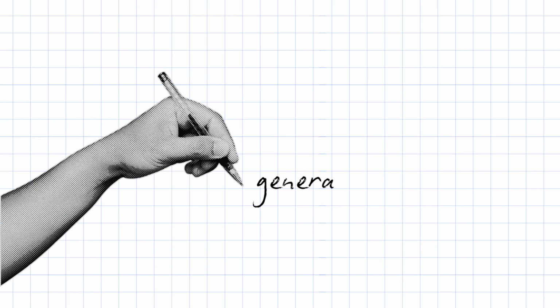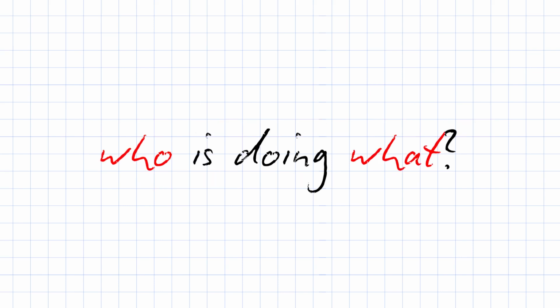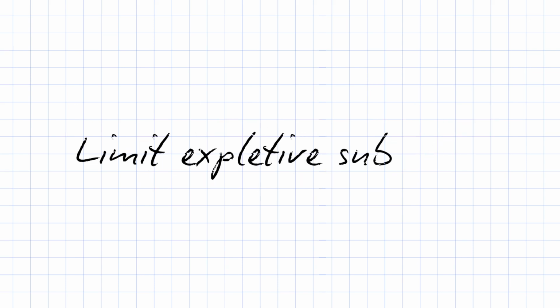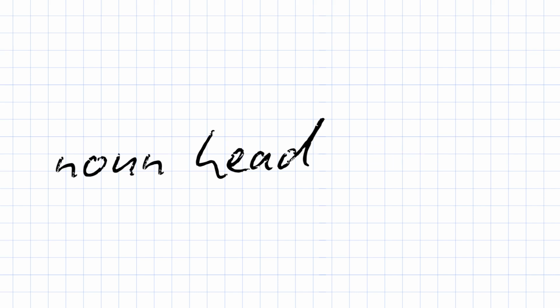When you're writing for a general audience, try to keep your subjects short and simple so your reader can easily understand who is doing what. Limit expletive subjects if you can use a more meaningful word instead, and remember to locate the noun head in complex noun phrases so you can correctly match your verb forms.